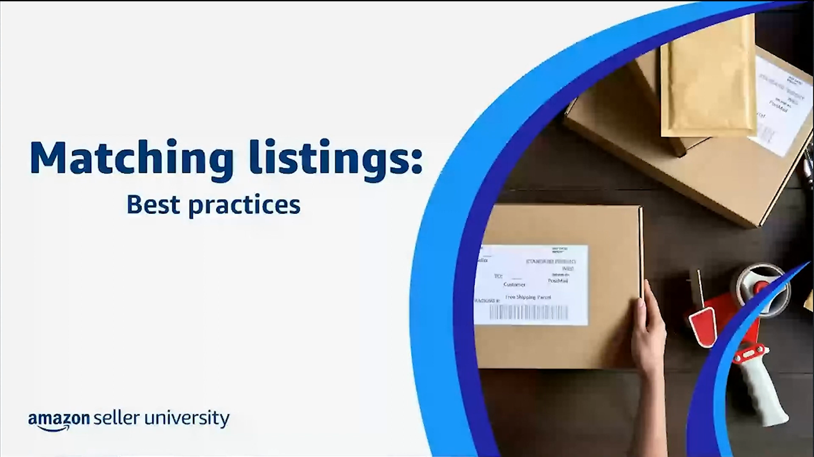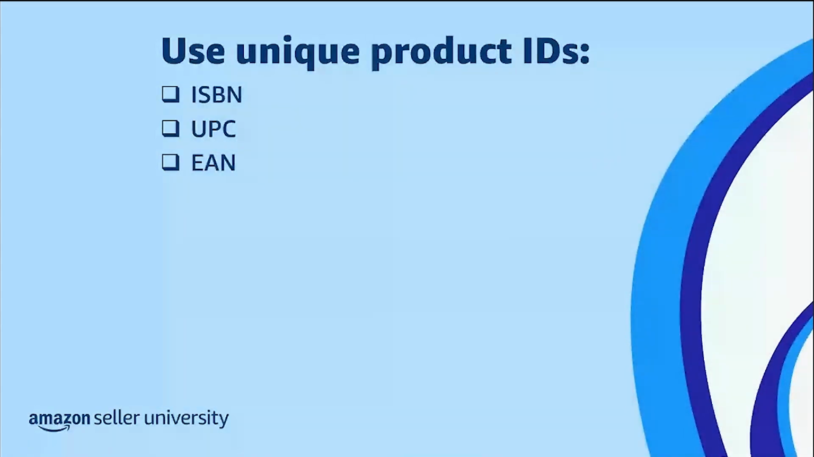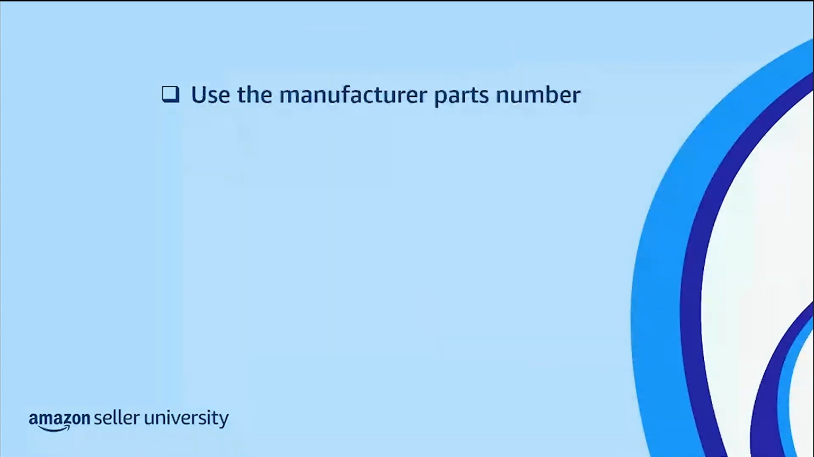Now let's cover some best practices for matching products to existing listings in the Amazon store. First, be sure to use unique product identifiers for your listing. Use a standard product identifier like ISBN, UPC, or EAN. This is the most important factor in matching to existing listings. Next, use the part numbers issued by the manufacturer. This number is different from the product SKU and helps manufacturers identify their products.